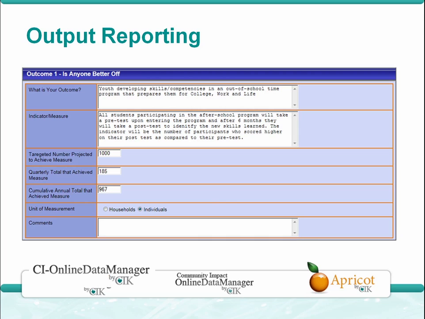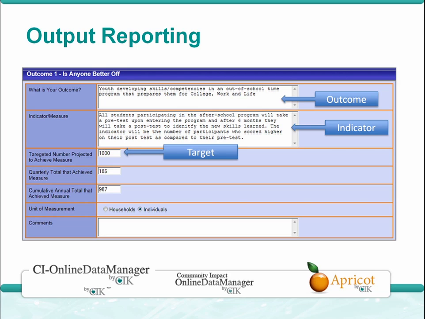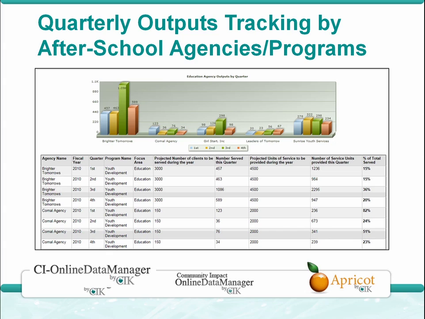And then the outcome, youth developing skills, competencies in an out-of-school time program, and the indicator, the pre and post test. So this agency said of the kids they're going to serve, 1,000 would do better on their post test. And during this quarter, 185 did better, and for the year, 967 kids did better. So now how do we begin to pull that information together to use it strategically to make decisions and drive our results?